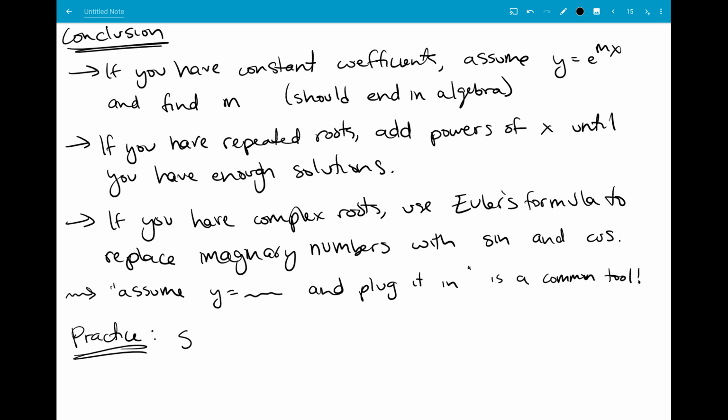Your practice problem for this class is just going to be to solve y double prime plus 4y prime plus 7y equal to 0. And hopefully that won't take you too long. So just work on that, and then I will see you in class.